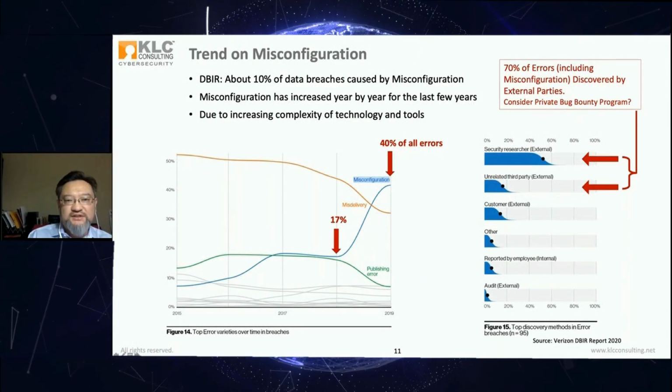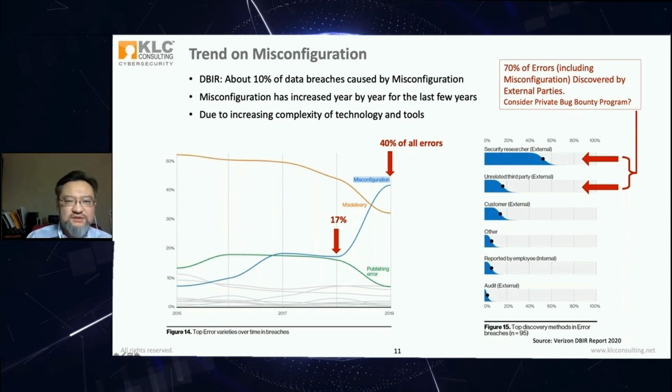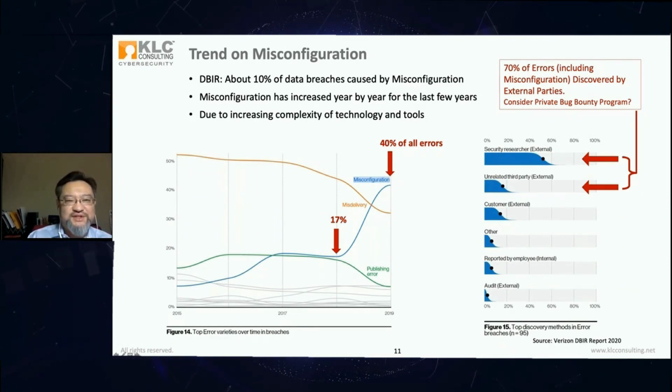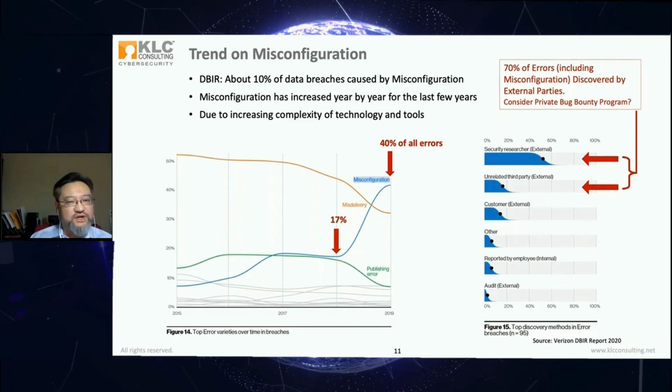And also on the right side, there's an interesting statistic here. Who actually finds these misconfigurations? They are found by security researchers, the external security researchers. About 52% are found by security researchers from the outside, and another 18% are found by third-party users. So about 70% of all the errors, including misconfigurations, are found by external parties.